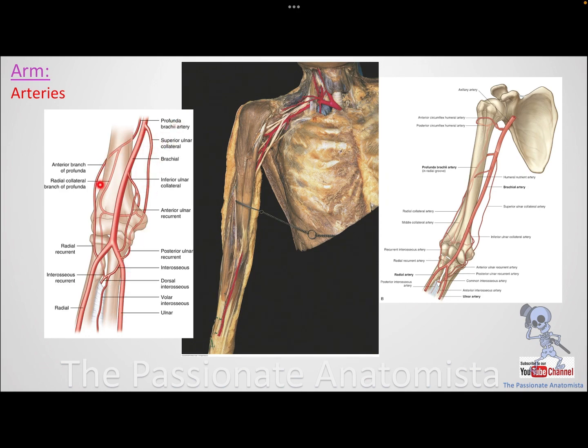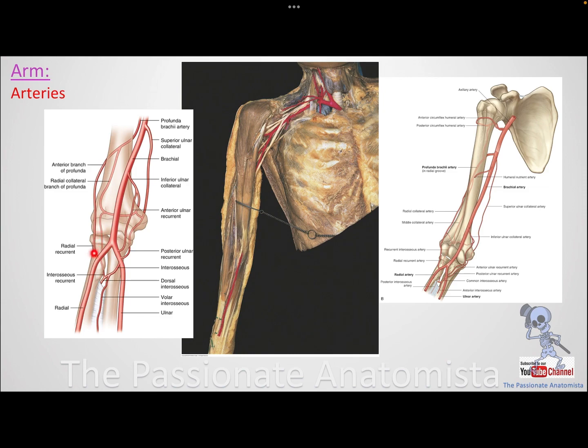And it's going to give you laterally a radial collateral branch, and it's going to give you an anterior branch from the deep brachial artery. From the deep brachial artery, we will give an anterior branch, all right? It comes anteriorly, anterior to the lateral epicondyle of humerus, and it will give a radial collateral branch, radial collateral. So the brachial artery will give you superior and inferior ulnar collateral on the ulnar side, and the deep brachial artery will give you on the radial side one anterior.